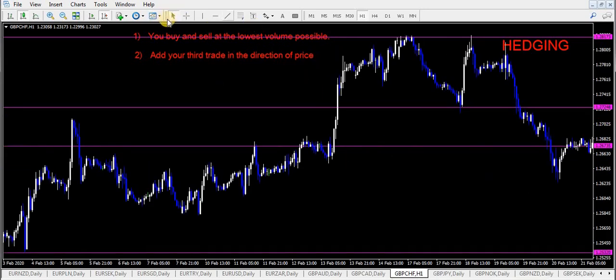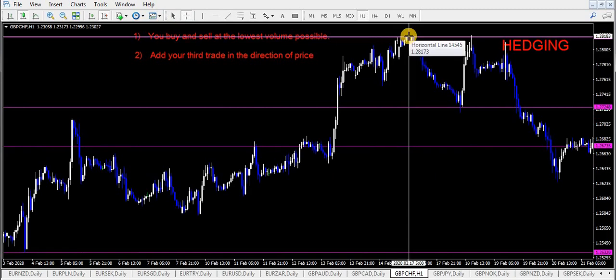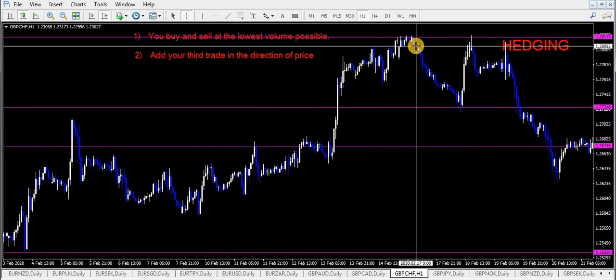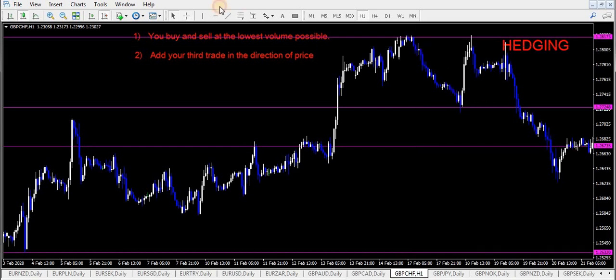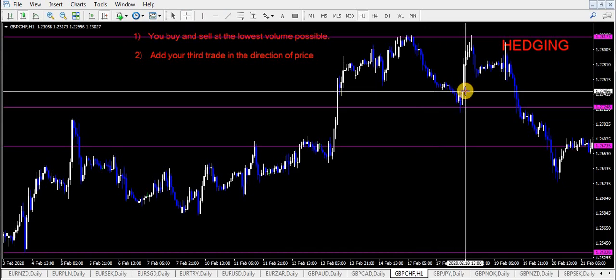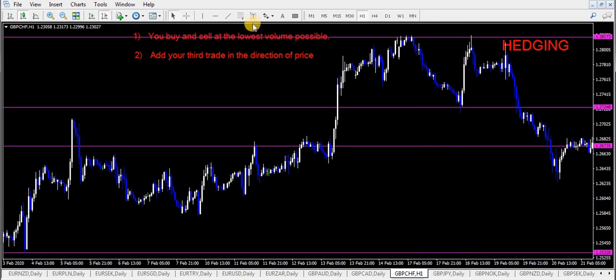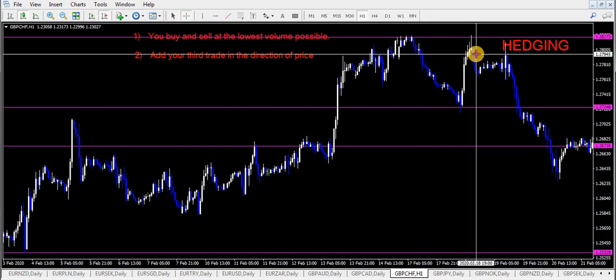So if you hedge at this level here and you put your third trade, you could ride the market somewhere here at this level, then take your profits, then hedge again. Seeing the confirmation that the market wants to go up, you put your third trade at this level and ride the market up, and you hedge again at this level. You receive the confirmation that it's going down, you put your third trade and ride it down.